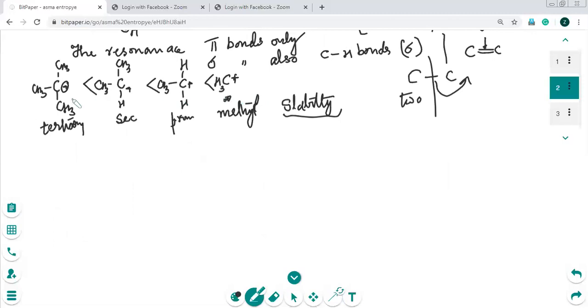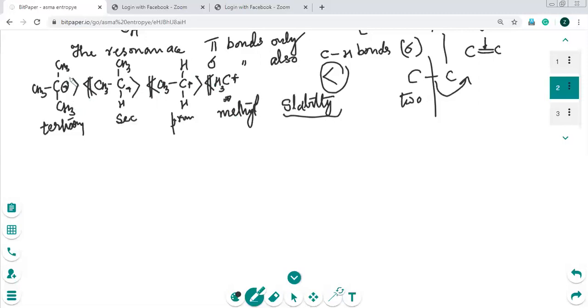Is it correct? Have you noticed the sign which I have shown? What is that? Greater than. Am I right? Methyl is more stable. But is it correct? Is methyl carbocation more stable than ethyl, than isopropyl, than tert-butyl? Which is the most stable one? No. It is the reverse. Tertiary. You didn't notice that, right? I have purposely done it.